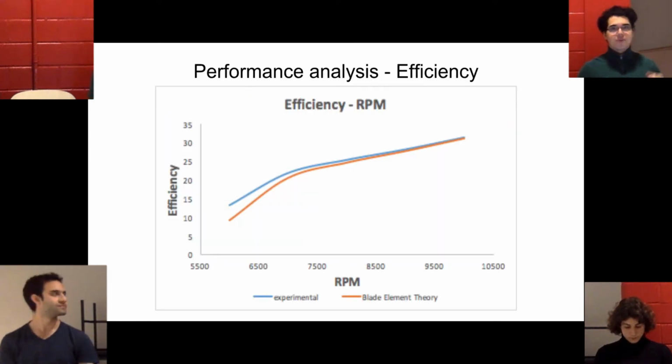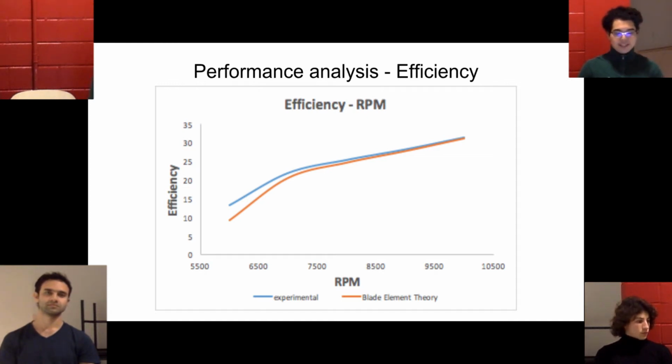Now onto the performance analysis. So here we have a graph that shows the efficiency of the propeller over the range of RPMs it was tested for. We can see immediately that the peak is not reached at 9,000 as designed. The efficiency keeps increasing past the maximum RPM tested, but we can see that we did reach an efficiency of around 30% around 9,000 RPM, which was one of our design objectives.